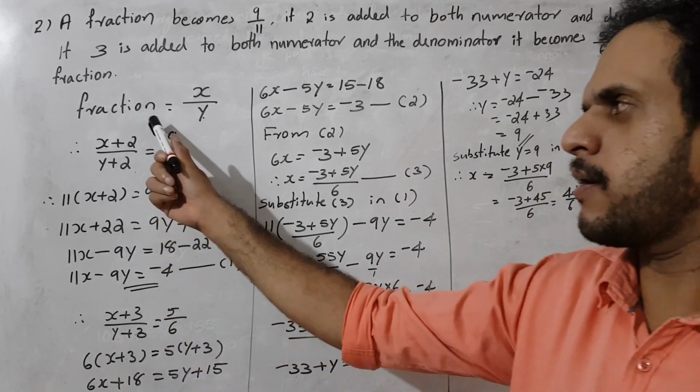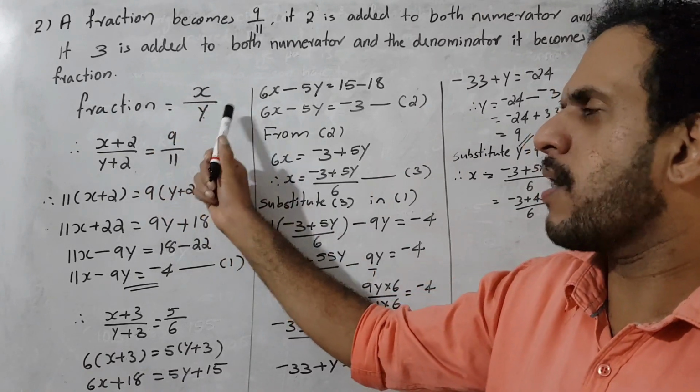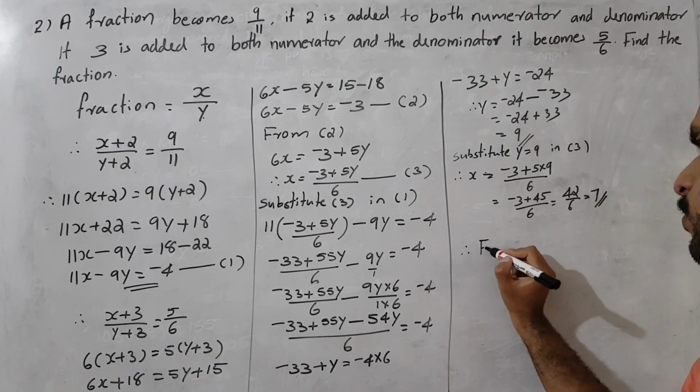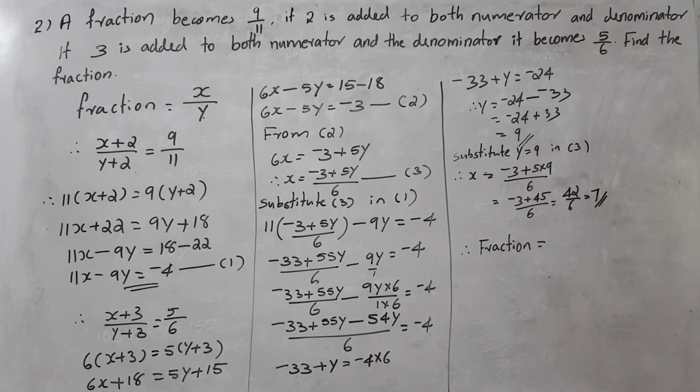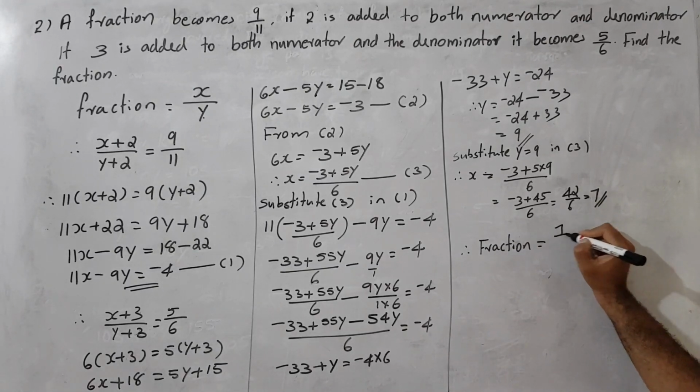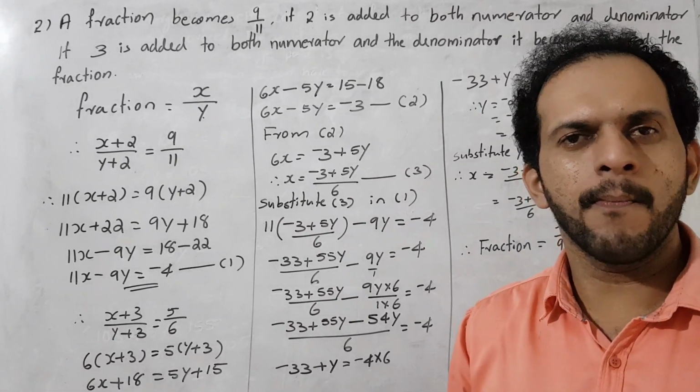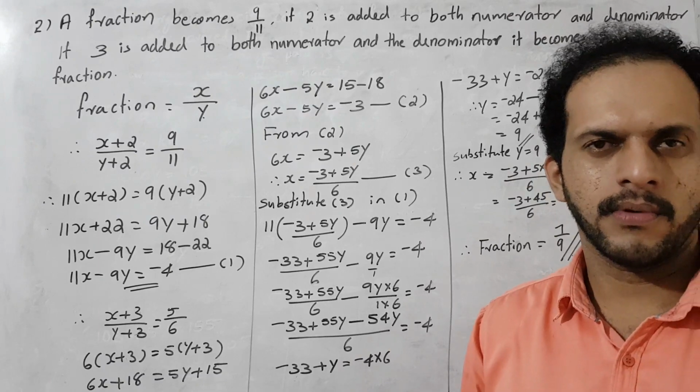So the value of x is equal to 7 and value of y is equal to 9. In our fraction, x is the numerator and y is the denominator. Therefore the fraction is x by y, which means 7 by 9. So what is our fraction? The fraction is 7 by 9. Clear?